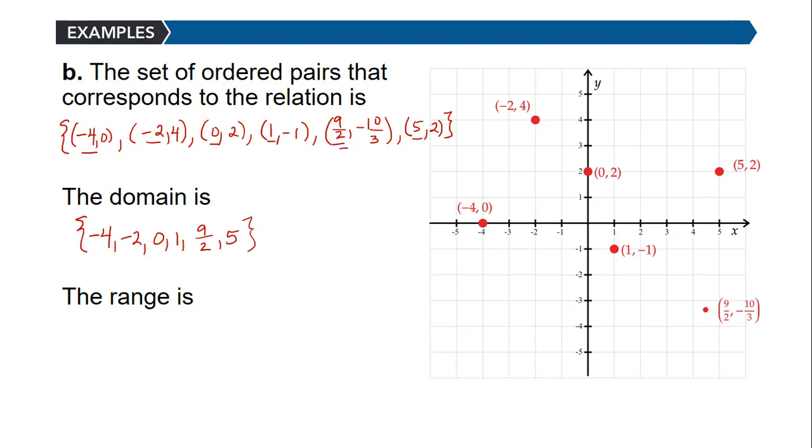Okay, so the domain is a set of the x values from those ordered pairs. The range is a set of y values from those ordered pairs. So for the set of y values, it's easier to read from the graph going bottom up because we know the smallest to the largest goes from the bottom to the top. So the smallest value would be -10/3, then -1, 0, 2, and 4.